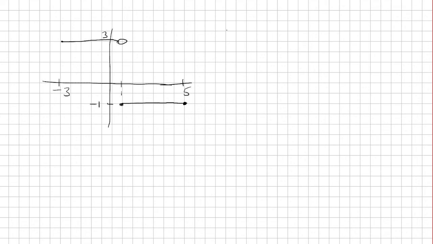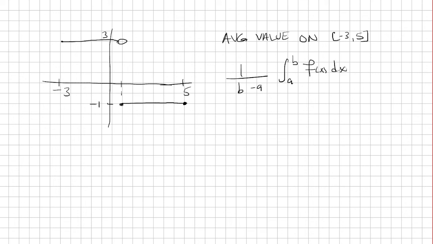We want to find the average value of f of x on -3 to 5. So for that, the formula is going to be 1 over b minus a, integral a to b, f of x dx. For us, b is going to be 5, a is going to be -3. So we have 5 minus -3, integral from -3 to 5, f of x dx. 5 minus -3 is 8.